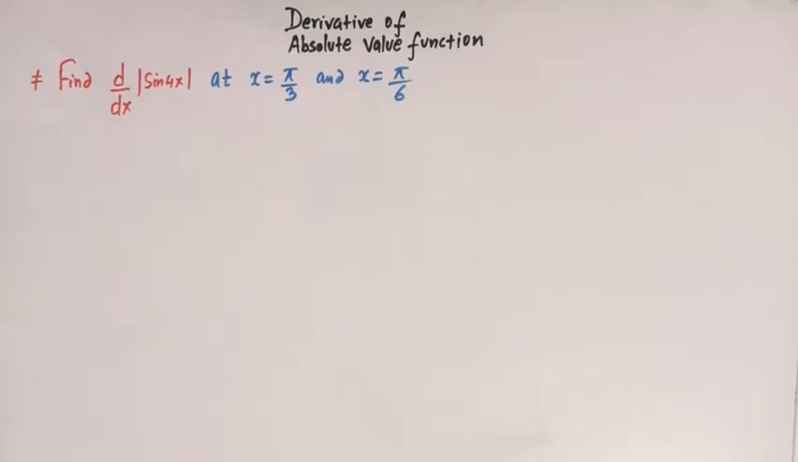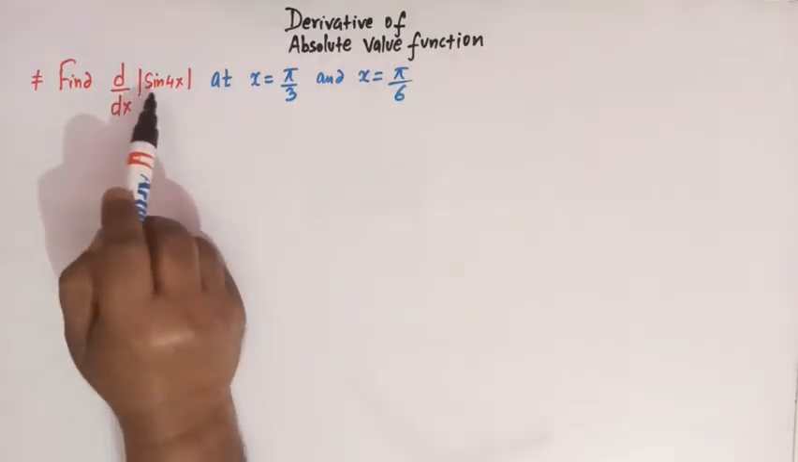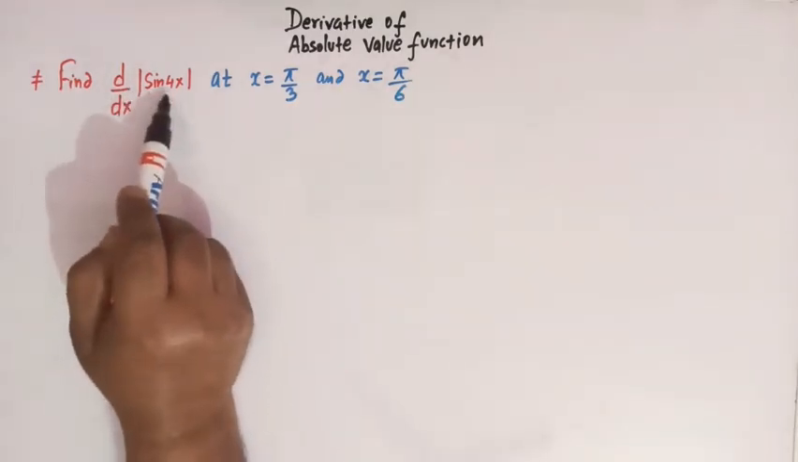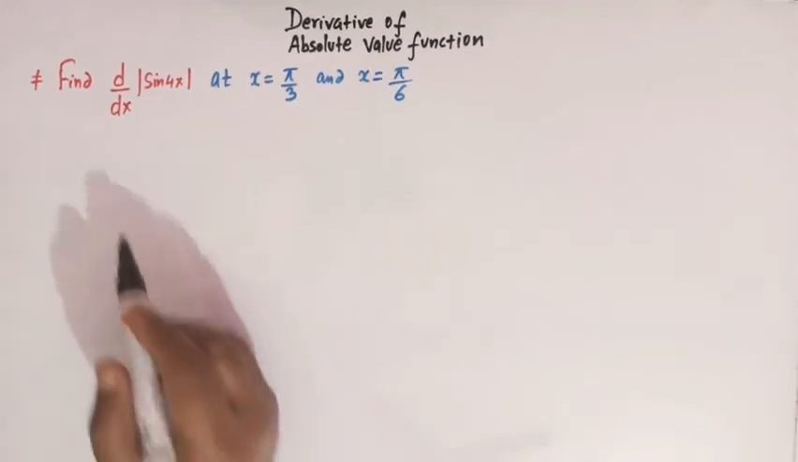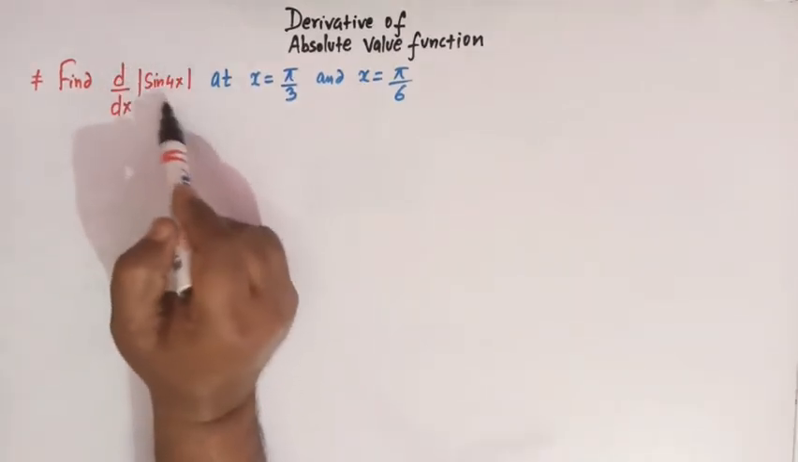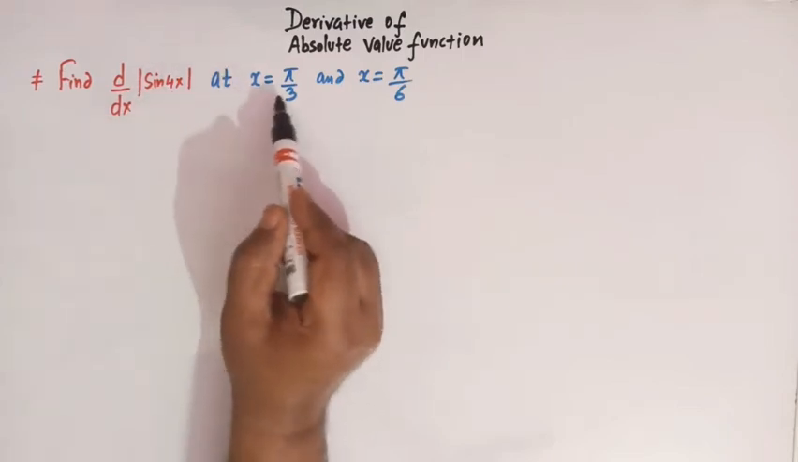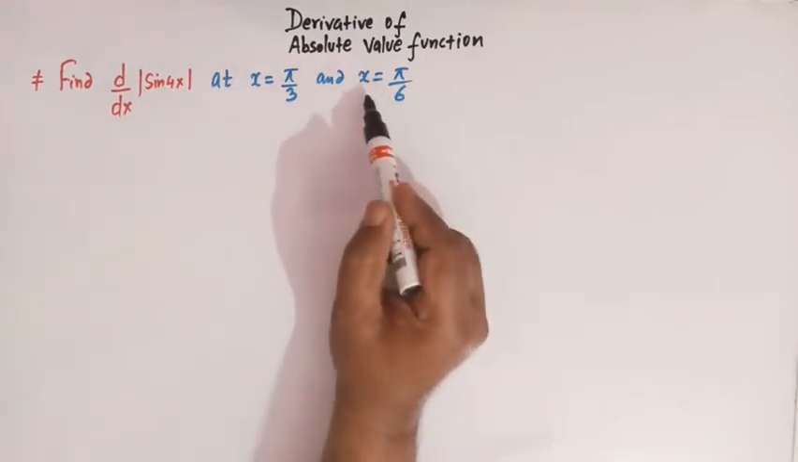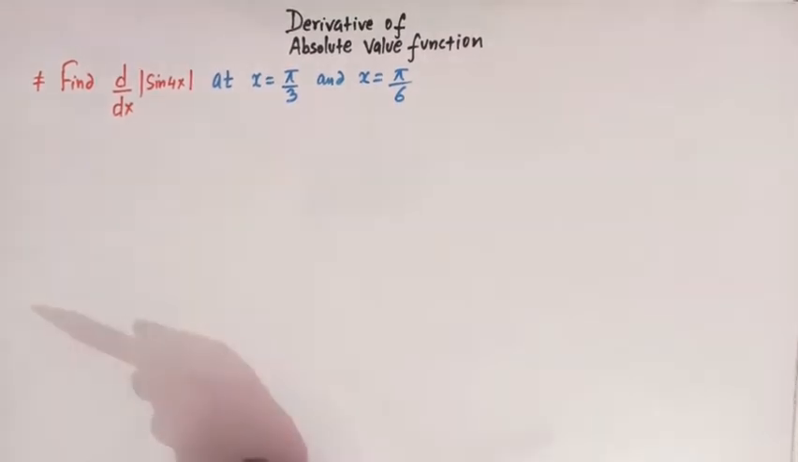Hello viewers, in today's class we are going to discuss a very important conceptual problem from derivatives. Here we are going to discuss the derivative of the absolute value function of sin 4x. In this class we are going to discuss how to find the derivative of mod of sin 4x at x is equal to pi by 3 and x is equal to pi by 6.